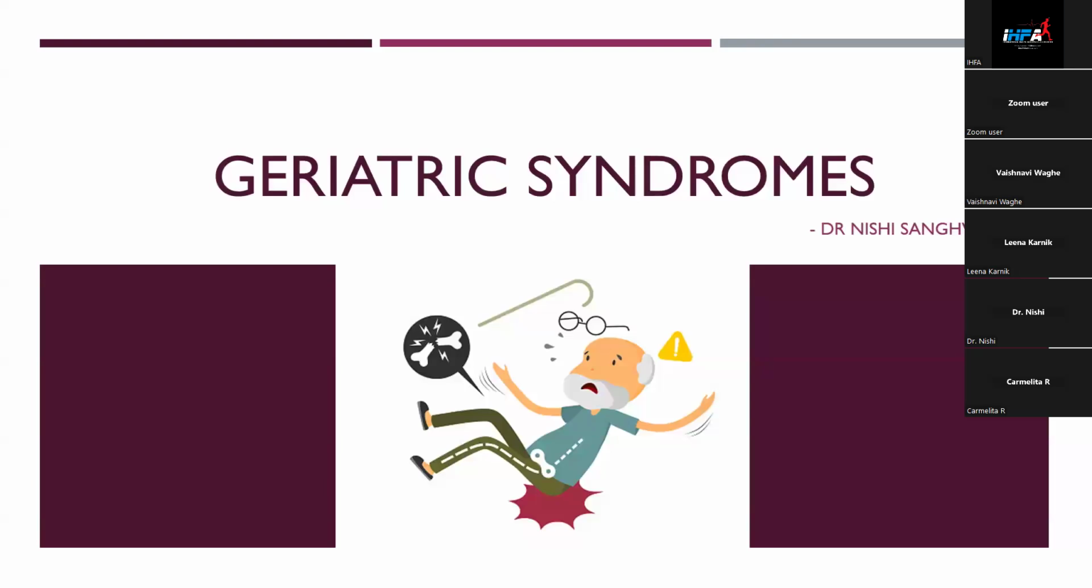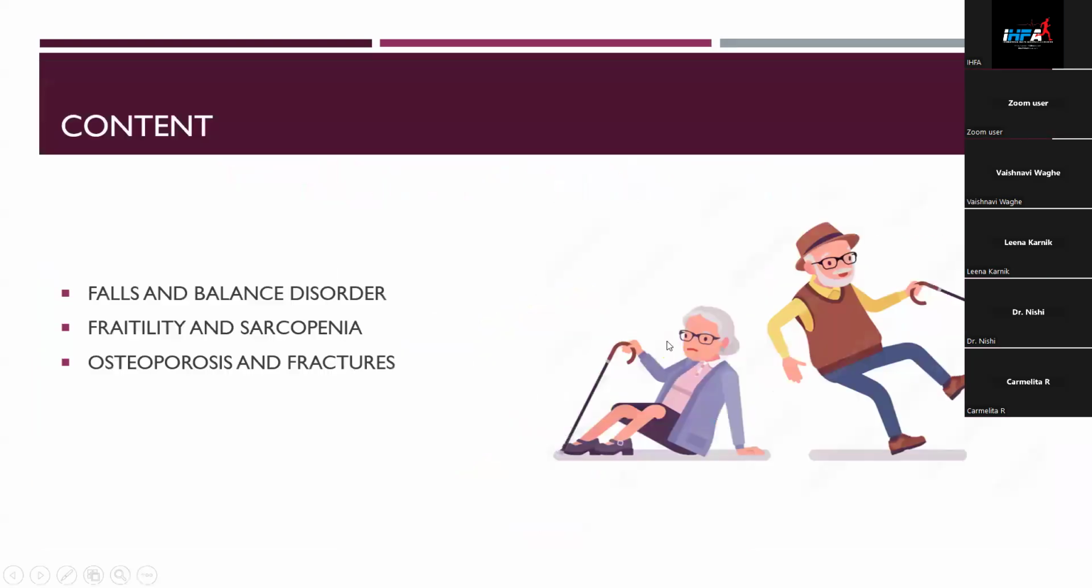In this, we'll be learning a few contents like falls and balance disorders, which is majorly seen in geriatric population. Second is frailty and sarcopenia. Again, the second most important thing. And third is osteoporosis and fractures. Is everyone with me? Any difficulties yet?